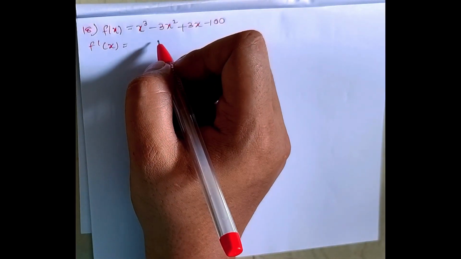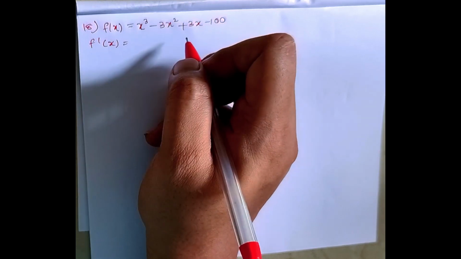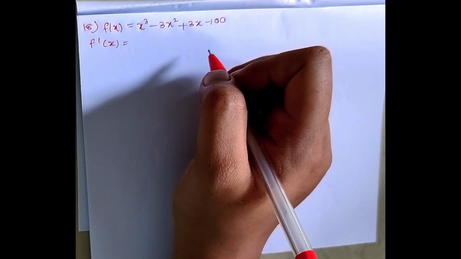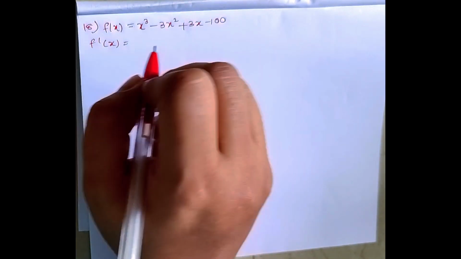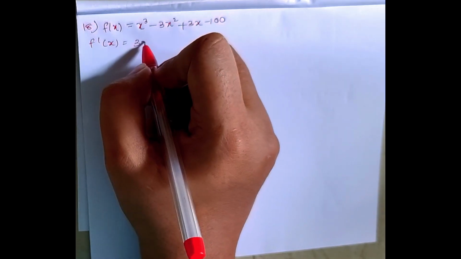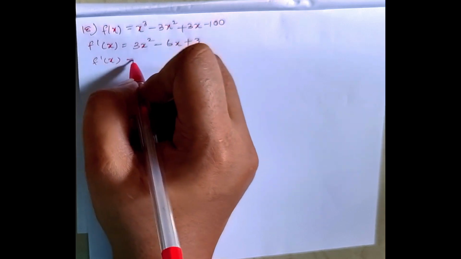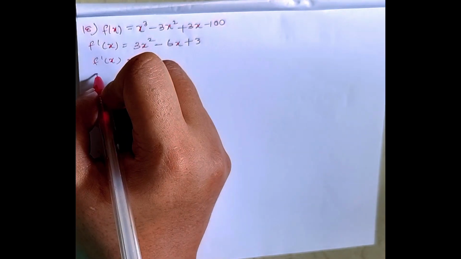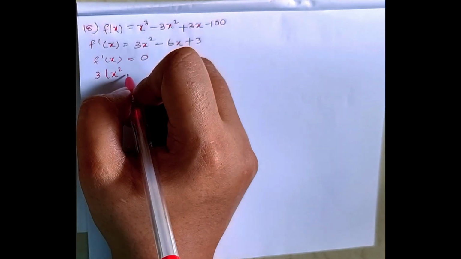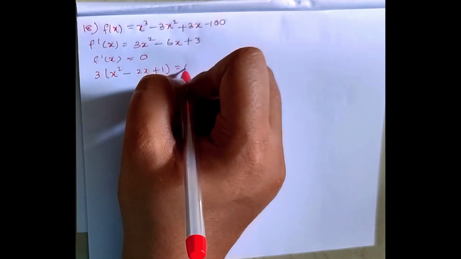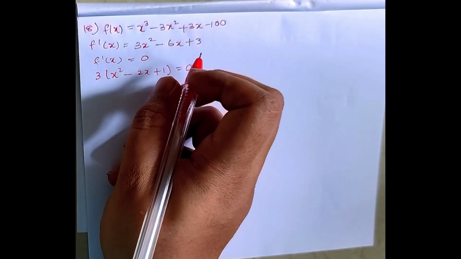So question number 18, we have to prove the function x cube minus 3x square plus 3x minus 100 is increasing on the real numbers. First of all, let us find the derivative. So it is 3x square minus 6x plus 3. To find the x value, we will equate to 0. Since 3 is common, I am taking 3 out. So it is x square minus 2x plus 1 equal to 0. And taking 3 to the right side, it will be 0.